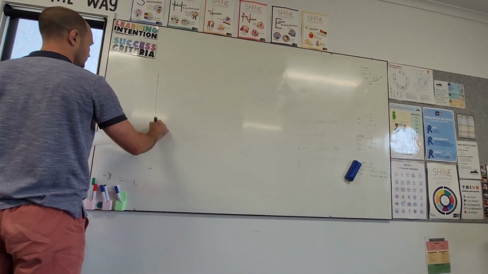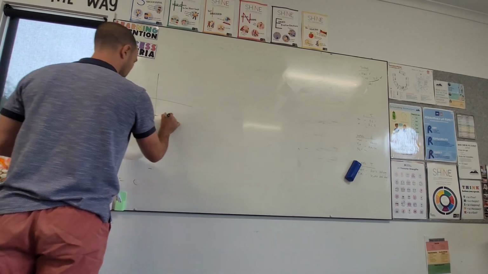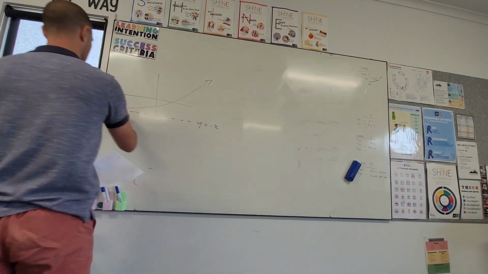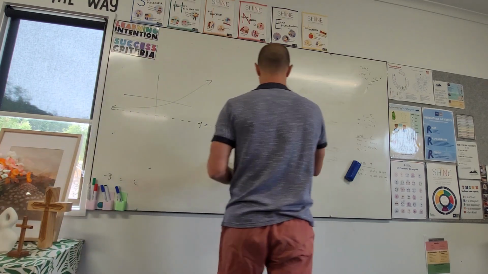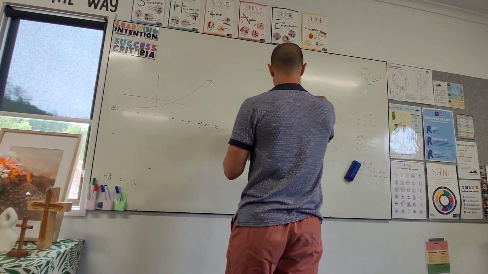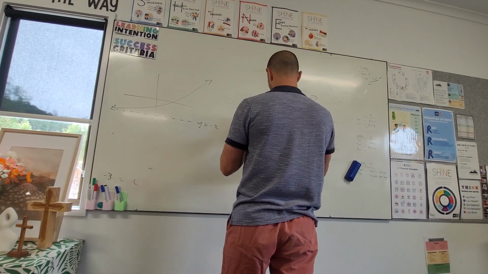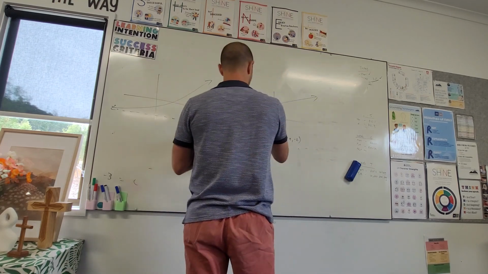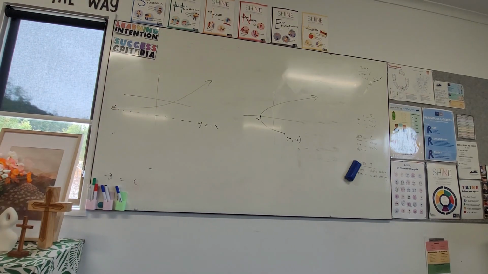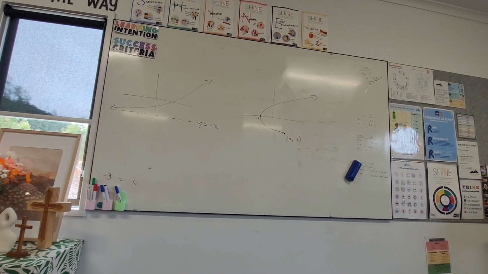Asymptote at y is minus 2, like this. And we have a point here. All right, so the first question is, is it a relation or is it a function?